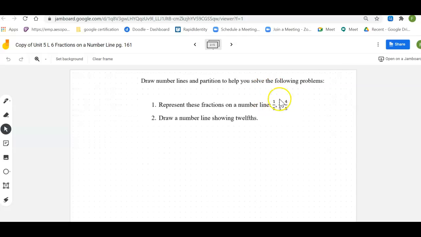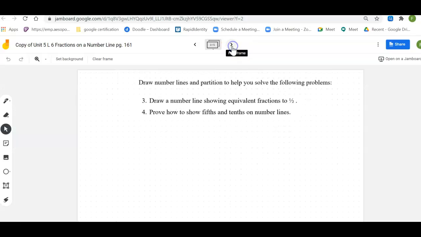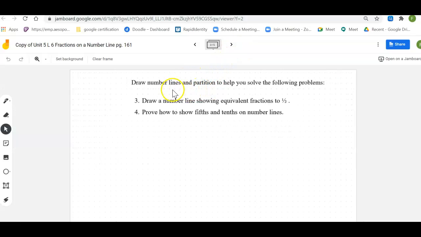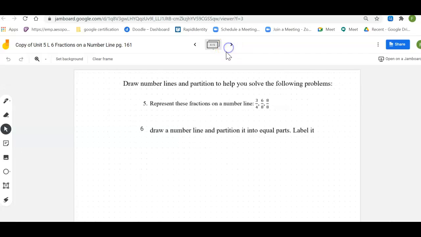So you're just going to represent these fractions. You're going to draw a number line and represent these fractions on the number line: 1/5, 3/5, 4/5, and then you're going to draw a number line showing 12ths. And the third one, you're also drawing number lines and partitioning to help you solve the following problem. So you're going to draw a number line showing the equivalent fractions to 1/2. Then you're going to prove how to show fifths and tenths on number lines.